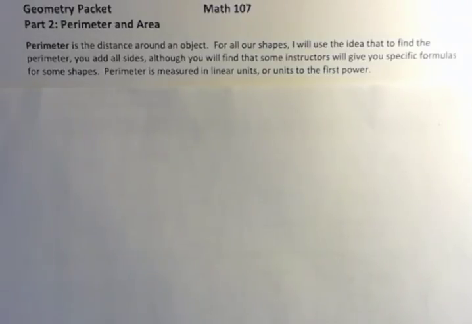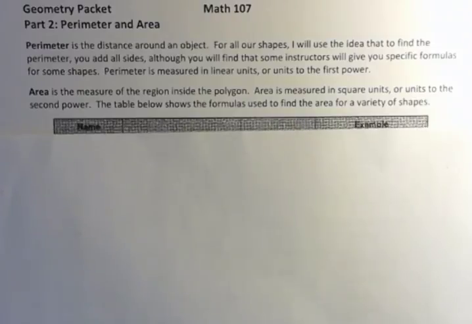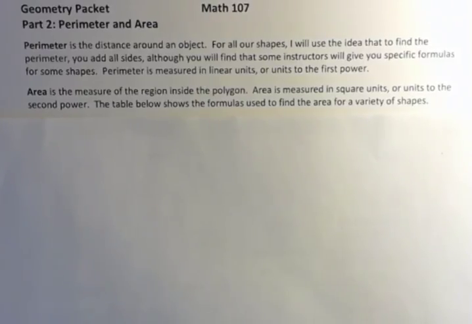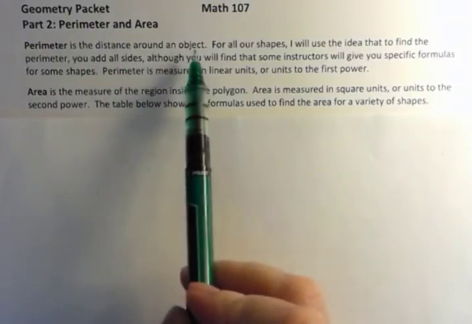This is the second part of the activity 2 from the geometry packet in Math 107, but anybody can look at this and understand a little bit more about perimeter and area. This is not a basic perimeter and area video because this is assuming that you've seen this before in your prerequisite skills, but just a quick reminder, perimeter is the distance around an object.